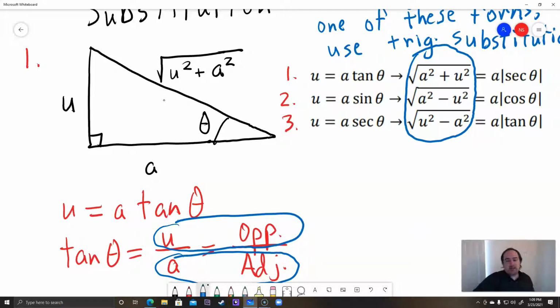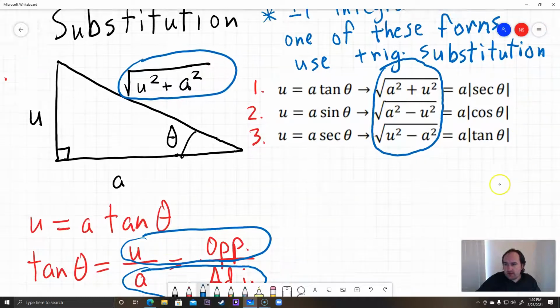And then if you use the Pythagorean theorem, we know that the sum of the squares of the legs of a right triangle is equal to the square of the hypotenuse. In other words, this hypotenuse has to be the square root of u squared plus a squared. And that's how we get this form here. And notice that this form here, I labeled it as number 1. That's exactly what I was showing you over here. And I'm not going to write down triangles for all three different forms because it's just too time consuming. I want to actually get into some examples.